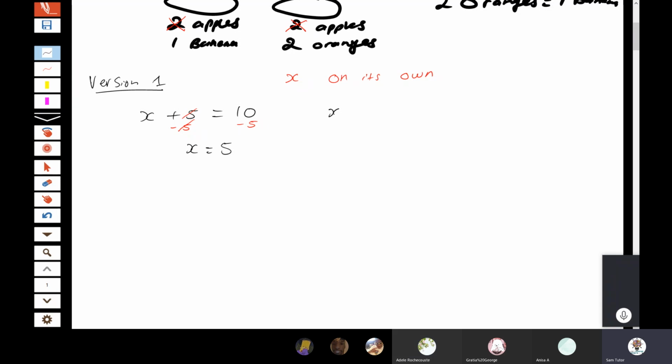You know what some students write? If it's easier for you, move this. They draw a circle and they draw arrows. So they know that this one has to move to this side. So x equals 10 minus 5. Whichever one you find easier. Okay?